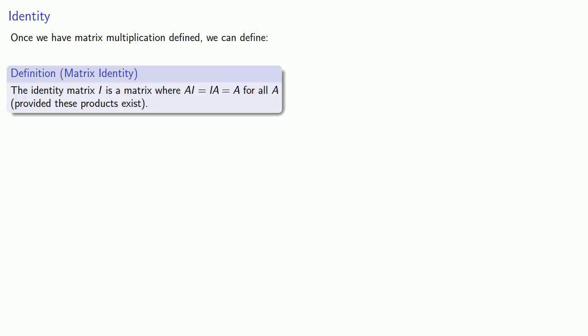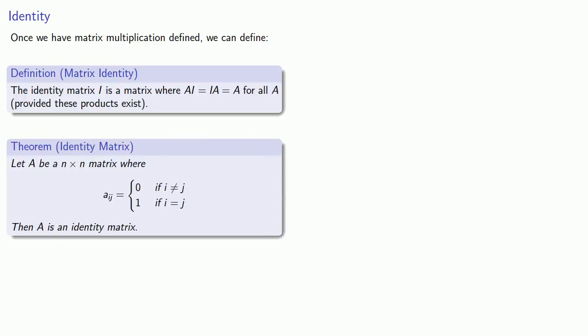After thinking about this, we come to the following theorem. Let A be an n by n matrix, where the entries of A are 0 if i is not equal to j, and 1 if i is equal to j. Then this matrix is an identity matrix. And you should be able to prove this. As an example, a 3 by 3 identity matrix is a matrix whose entries are 1 if the row and column numbers are equal, which puts them along the main diagonal, and 0 everywhere else.